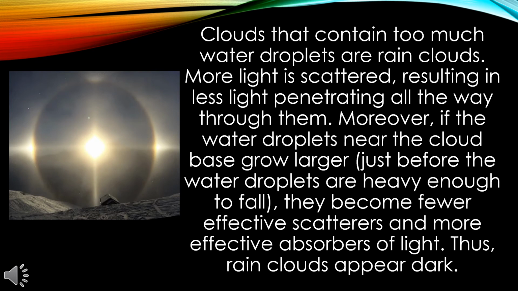More light is scattered, resulting in less light penetrating all the way through them. Moreover, if the water droplets near the cloud base grow larger, or just before the water droplets are heavy enough to fall, they become less effective scatterers and more effective absorbers of light. Thus, rain clouds appear dark.